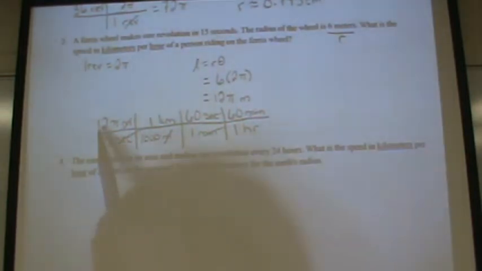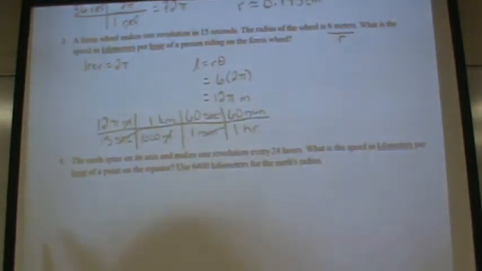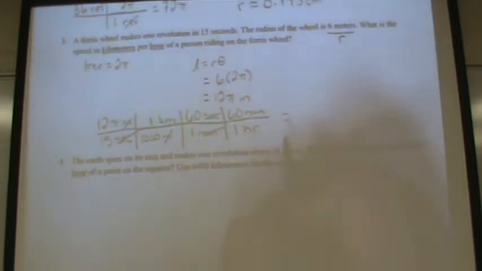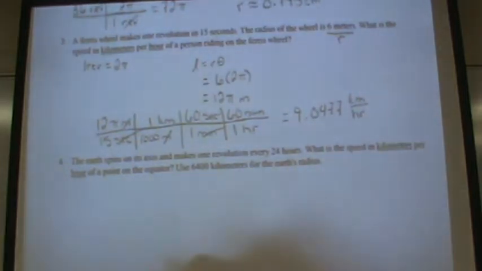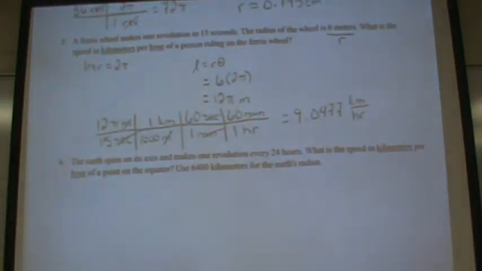So now we simply multiply through 12 times 60 times 60, divided by 15 times 1,000. And you should get 9.0477, and this is kilometers an hour. So your speed is 9.0477 kilometers per hour.